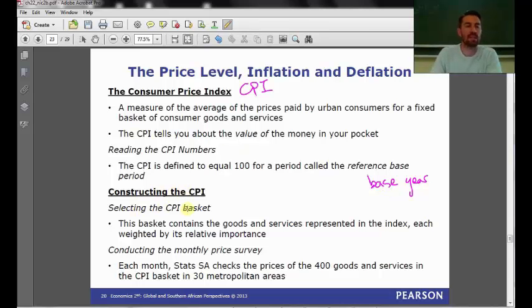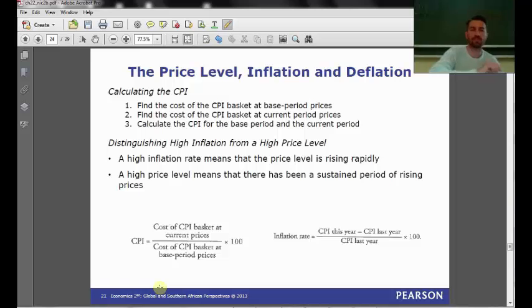Well, we select a CPI basket, and this basket contains the goods and services represented in the index, and each is weighted by its relative importance. How do they gather that information? Well, they conduct a monthly price survey. So each month, Stats SA checks the prices of over 400 goods and services in the CPI basket across the country. Okay? So that's how they gather that information.